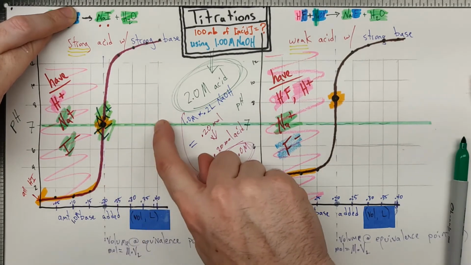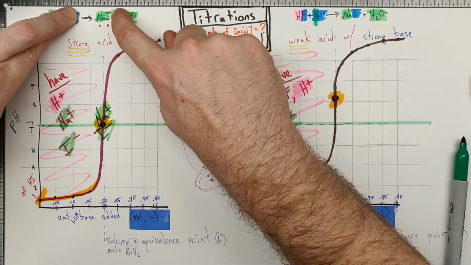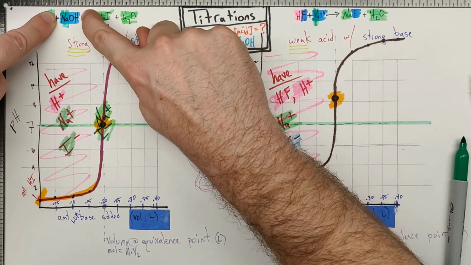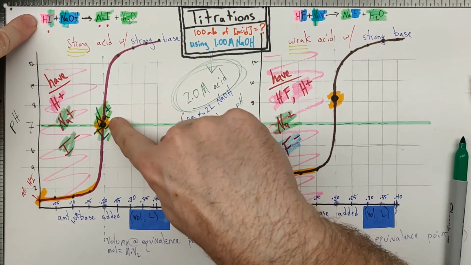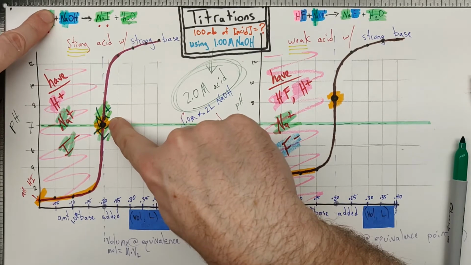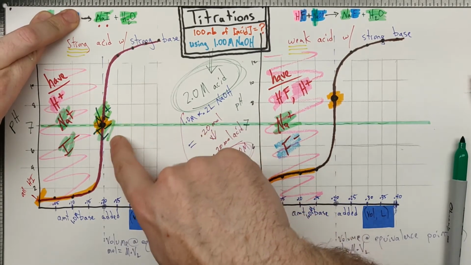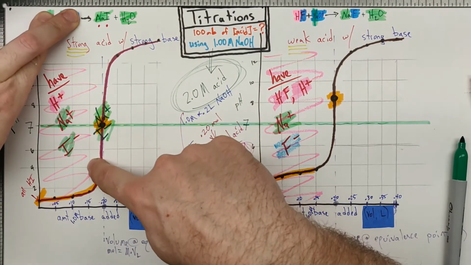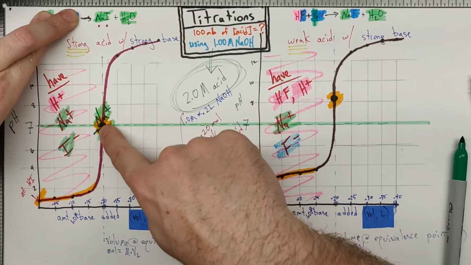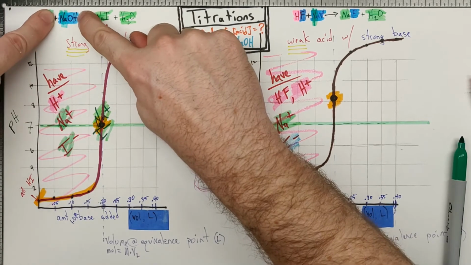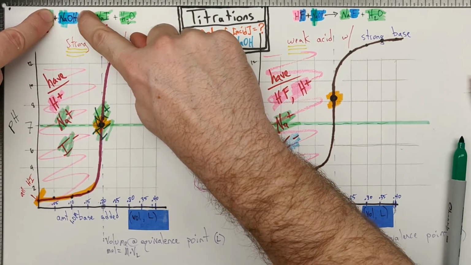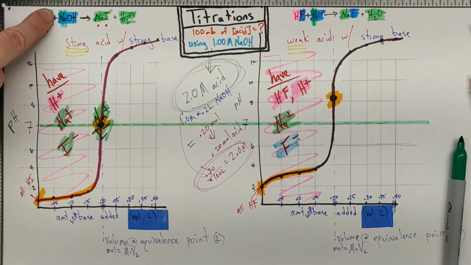After we pass this point, I can't make any more NaI, so if I add more NaOH, I just get more NaOH. And to be clear, at the equivalence point, all of the HI is gone, and we don't have any extra NaOH. That's why we only have Na pluses and I minuses. After that equivalence point, the NaI stays the same, and I just keep dumping in more NaOH, more Na pluses and OH minuses.